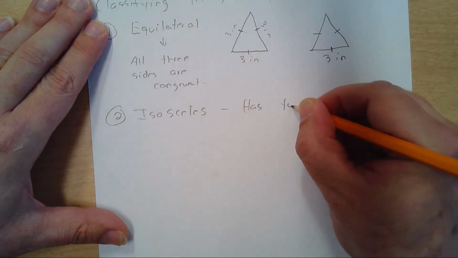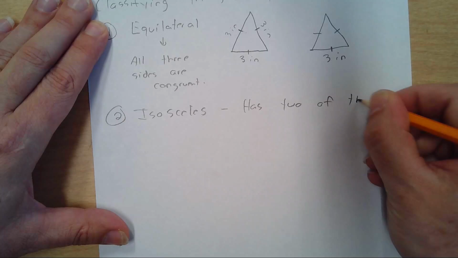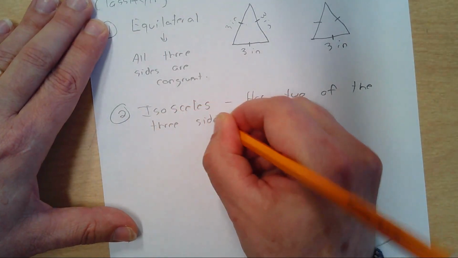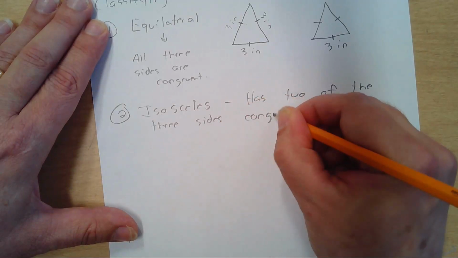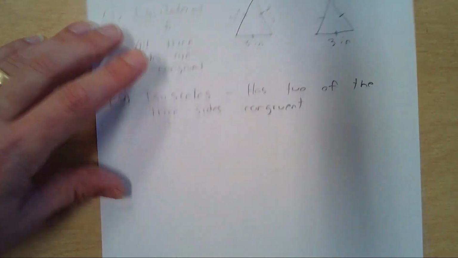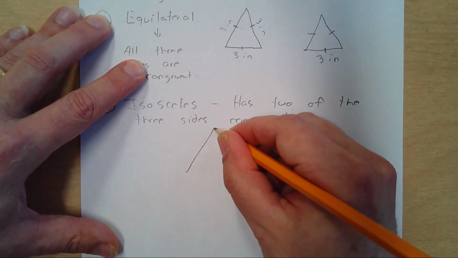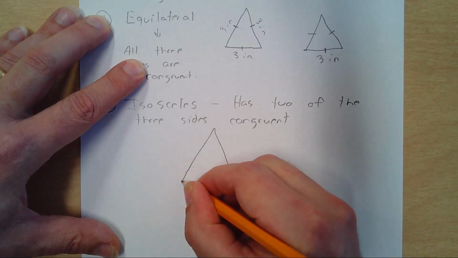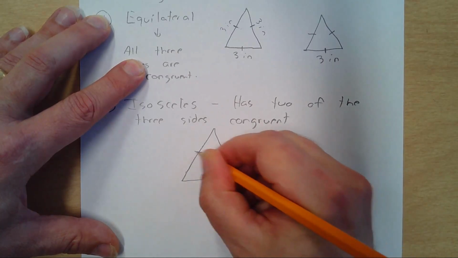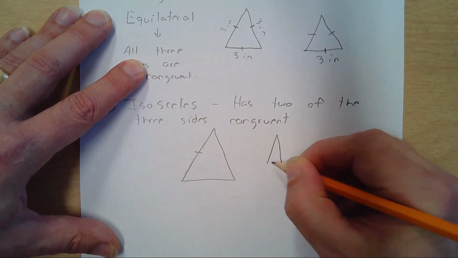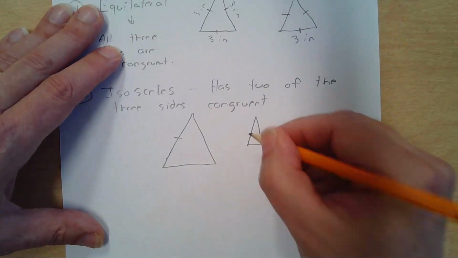So isosceles has 2 of the 3 sides congruent. So an isosceles triangle, 2 of the 3 sides will be marked congruent. So I could draw something like that. Maybe that wasn't the best one. There we go. That one looks a little better.